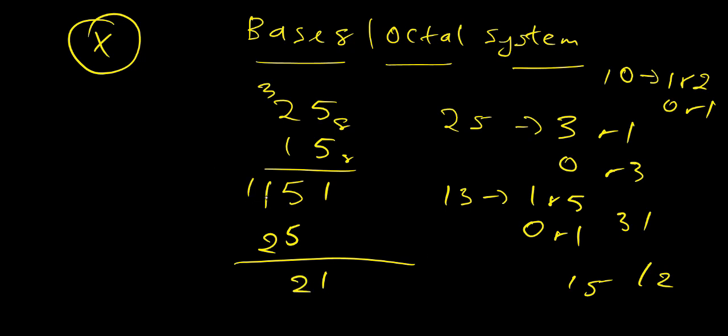So we have 1 plus 2, which is 3, plus 1, which is 4. Wait, we have 4, 2, 1 in base 8. So when we multiply 25 by 15 in base 8, we have 421 in base 8. So when you're multiplying, just make sure you always convert numbers that are above 7. So let's move on to the final operation, which is division.